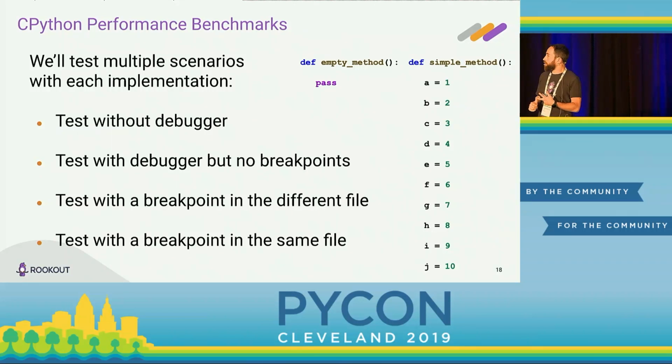Second, we are going to run it with a debugger, but no breakpoints. Third, we are going to run it with a debugger, setting the breakpoint in a different file. And fourth, we are going to run it with a debugger, setting the breakpoint in the same file. It's important to keep in mind that in all cases, the breakpoint is never going to get hit. We are never measuring the overhead of the breakpoint itself, but the global overhead of how slow we are making the software. So here are the initial results.